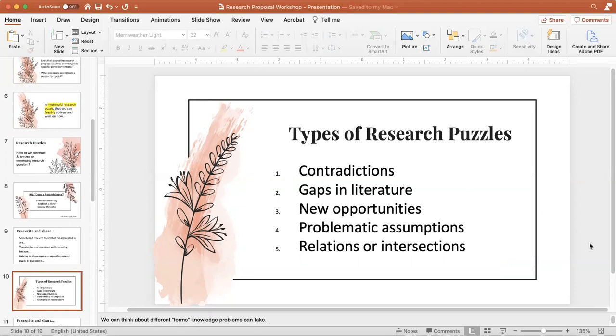Three, there may be new opportunities, right? Perhaps this could be a field of research that is underdeveloped or often overlooked. So this means that you want to take on this opportunity and develop some new angles. Four, there may be some problematic assumptions that you believe are incorrect based on some speculations or data that you have already collected. And lastly, maybe there are some interesting intersections or relations that people have not yet fully parsed out. So maybe you are interested in how gender and race matter for healthcare, or how gender and race intersect in higher education. There may be some interesting relations or puzzles there that you are interested in finding out.